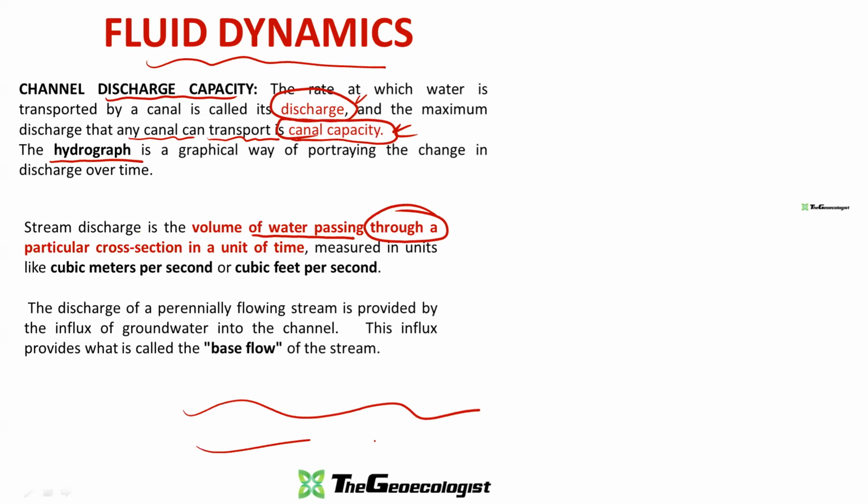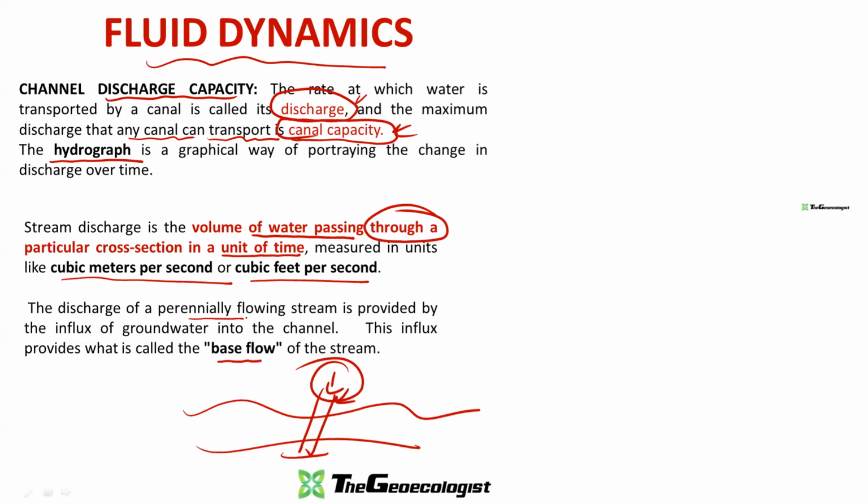If this is a stream and we take this cross section, so from here, what is that amount or volume of water that passes per unit time? So cubic meters per second or cubic feet per second, you can calculate from here. And remember, one more thing here is given, this base flow.